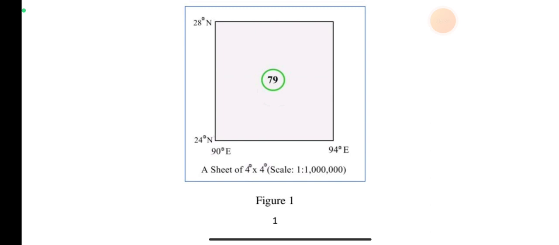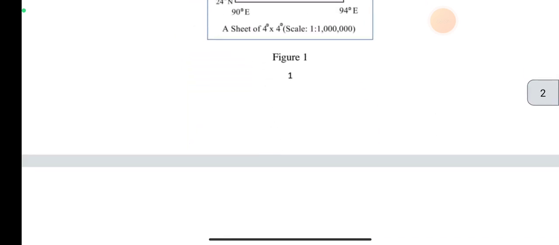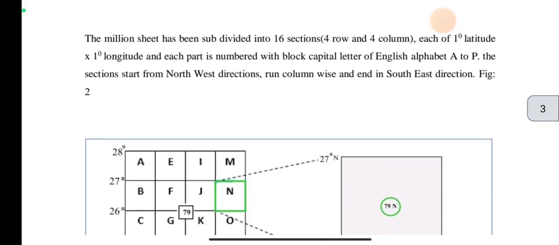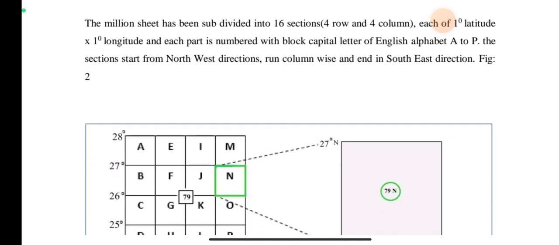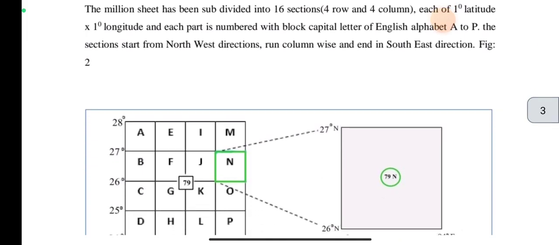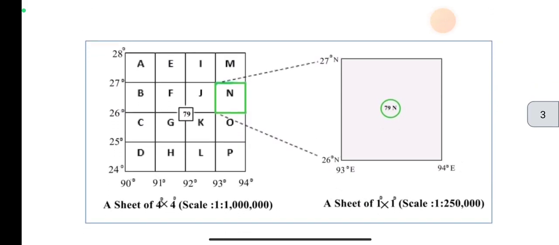So you have to convert it for the calculation of kilometer. So that is the million sheet. Now the million sheet has been subdivided into 16 sections. Suppose a million sheet is taken, that means 4 degree by 4 degree, and it will be subdivided into 16 sections like this. You can see the image very carefully, so that you will understand better.